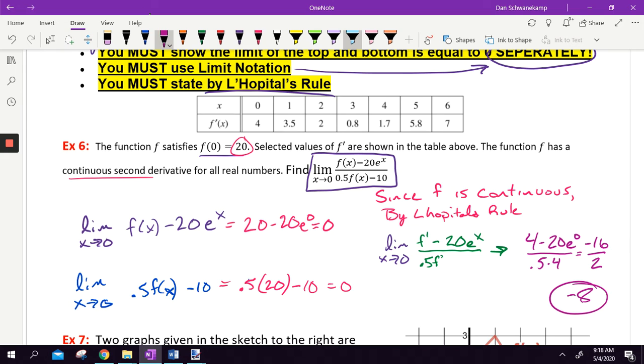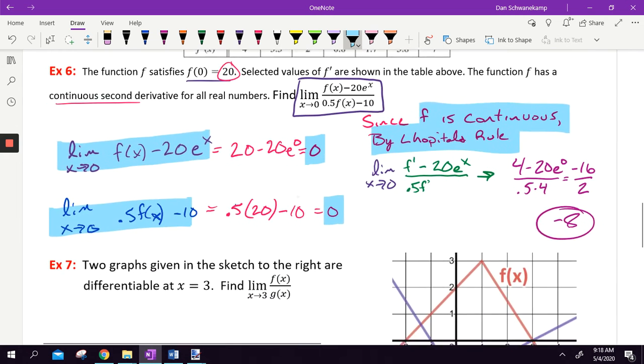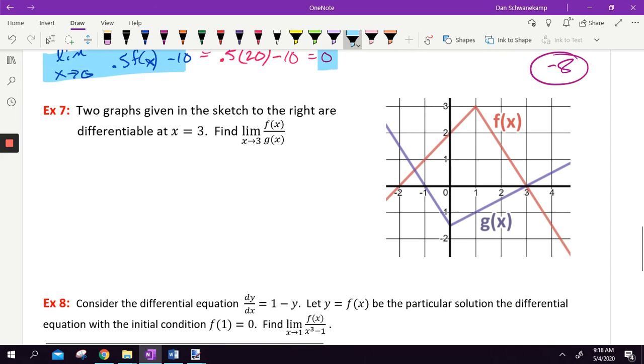So again, what things did you have to show? The limit of the top is 0. The limit of the bottom is 0. You have to write limit notation. And then we've got to say, since f is continuous, by L'Hopital's rule, and then do L'Hopital's rule. I didn't do that on the front because they weren't free response questions. Okay, if it's just multiple choice, I don't have to get that creative. But on the back, since I'm telling you these are free response, make sure you're doing that. Okay, very important concept. Let's do the next one.